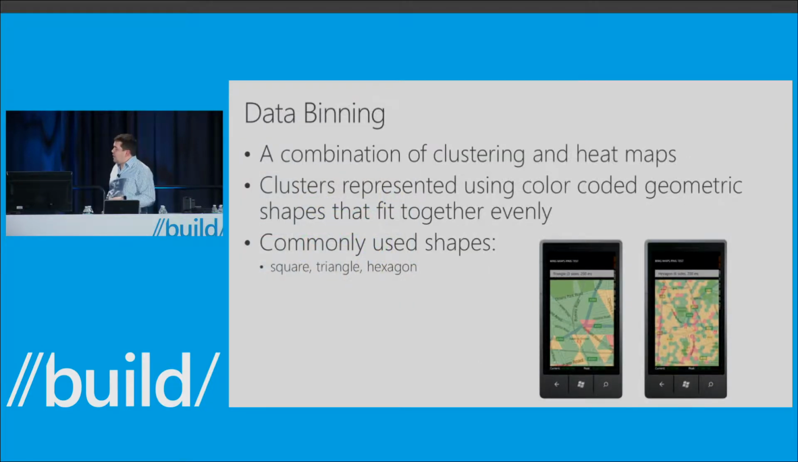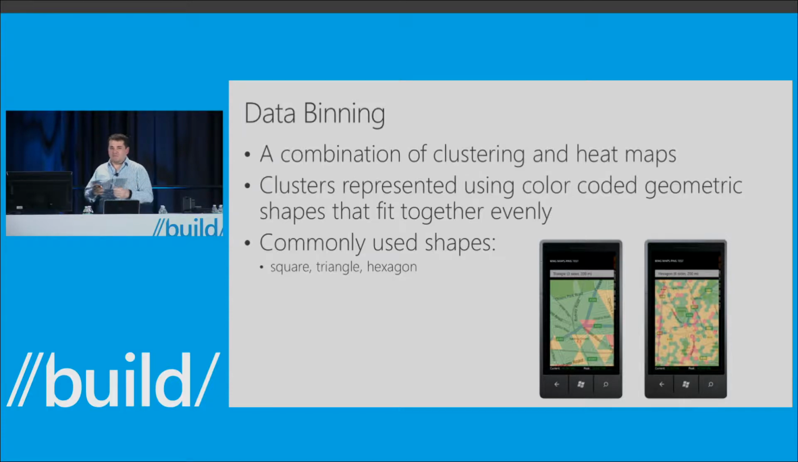Data binning has been around for a while, but it's something I haven't really seen used too often until recently. And it's a pretty interesting idea. Again, it's similar to clustering, similar to heat maps, but what it does is it breaks the map up into evenly spaced or evenly fitted geometric shapes. So you might use a square, triangles, or hexagons like we see in these examples here, where all these shapes fit together nicely.